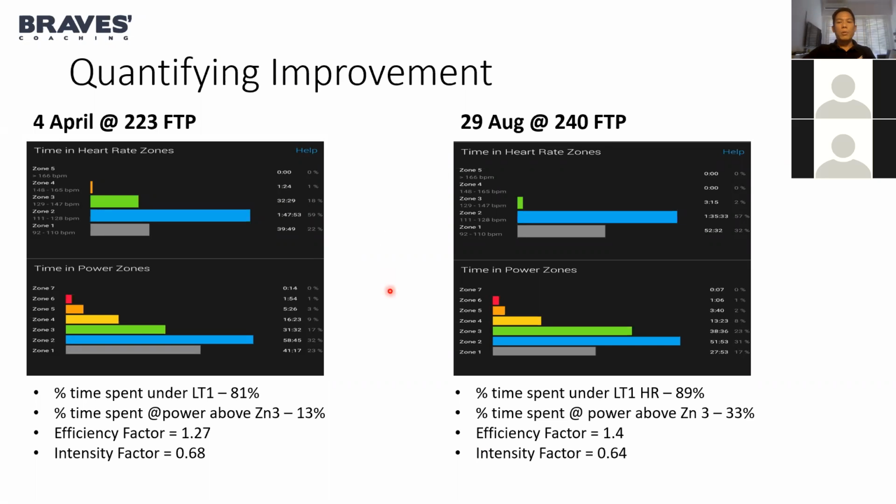Okay, so this is a slide that we spoke about earlier. Now, if we look at calculating the intensity factor for this ride, we can see that in April, I was able to ride this at 0.68 IF, and in August, I was riding it at 0.64 IF. This just shows that I was riding it easier. So for the same ride at higher power and lower heart rate, it felt easier for me. So again, that's just showing the training progression.